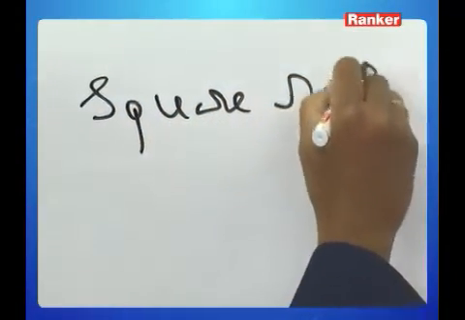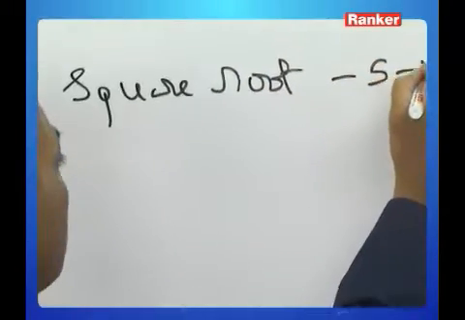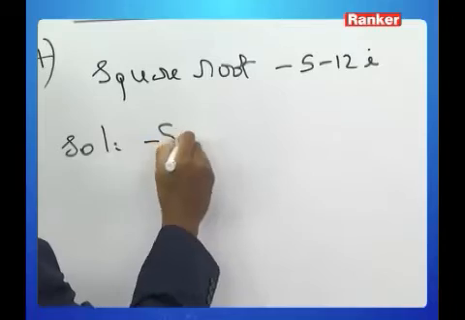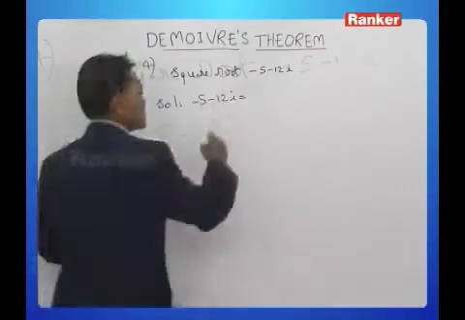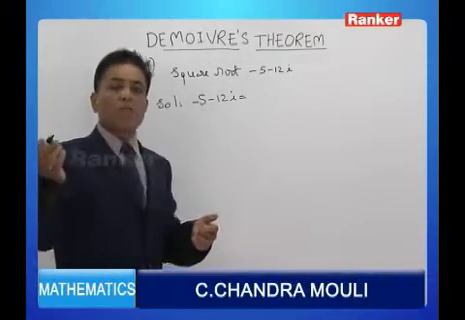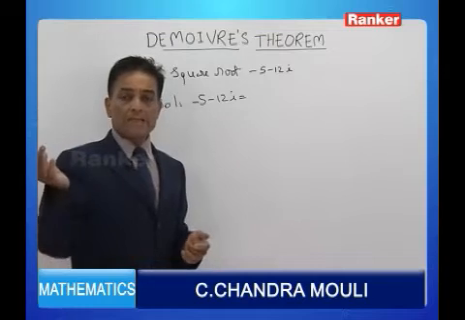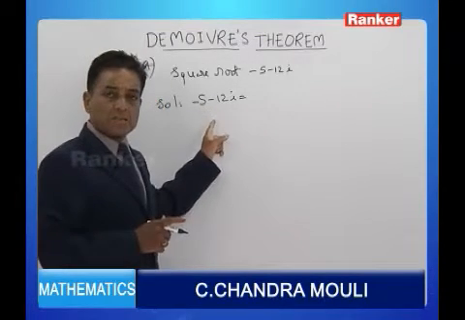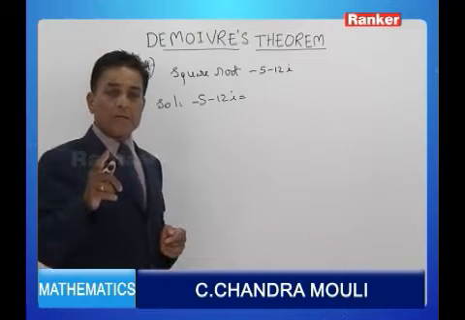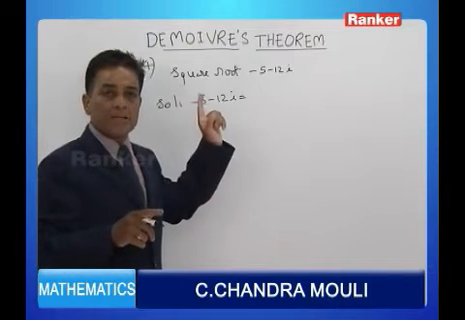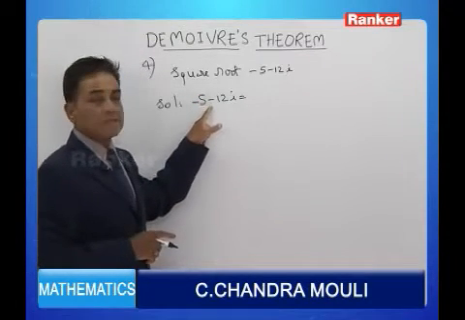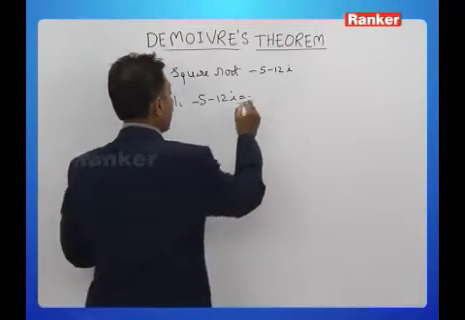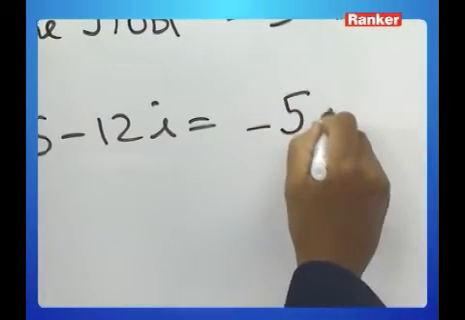Square root of minus 5 and minus 12i. So, when you find the square root, it should be a perfect square. Everybody knows that. Suppose 4 is there, square root is 2. 9 is there, square root 3. So, it should be a perfect square first. So, we have to express this as a perfect square, either in a plus b whole square form or a minus b whole square form. But here minus is there, so it can be converted into a minus b whole square form. Now, I am converting into that form.